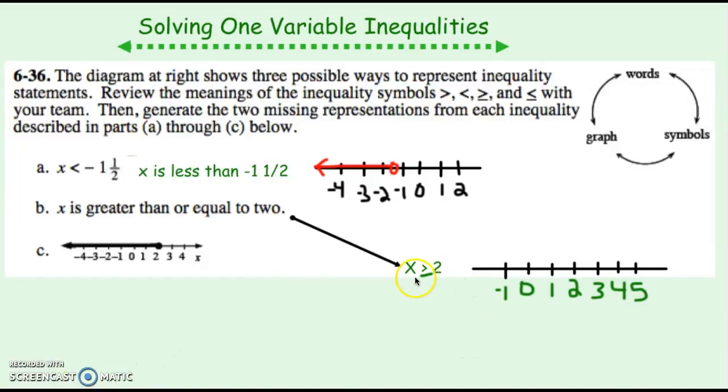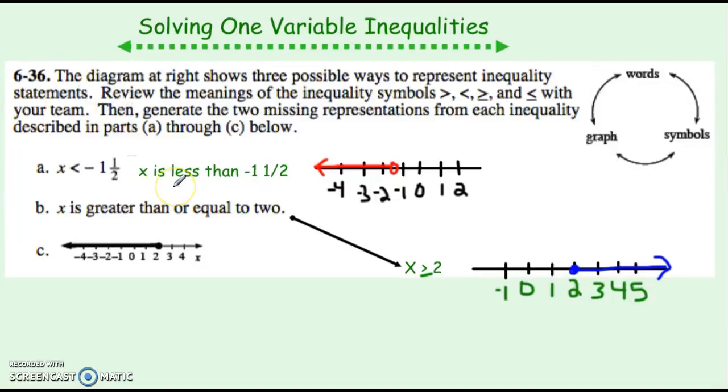So x can be equal to 2. You'd have to put a closed circle on 2 to show that x can also be 2, and then x is also everything greater than 2, so your arrow would have to point towards the numbers that are greater than 2.